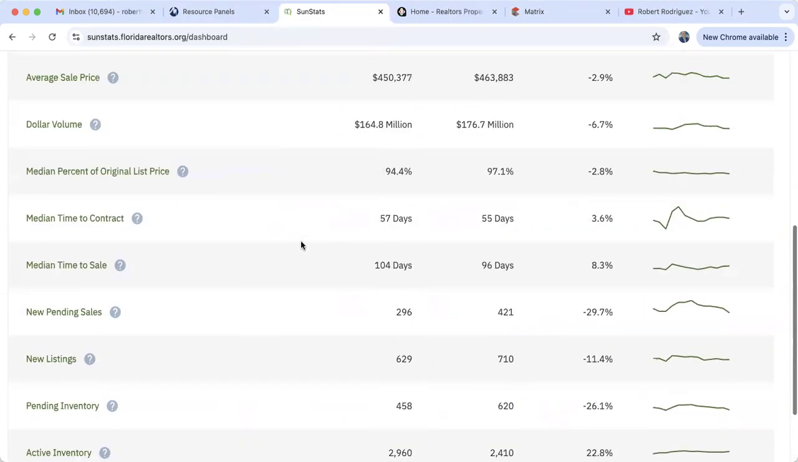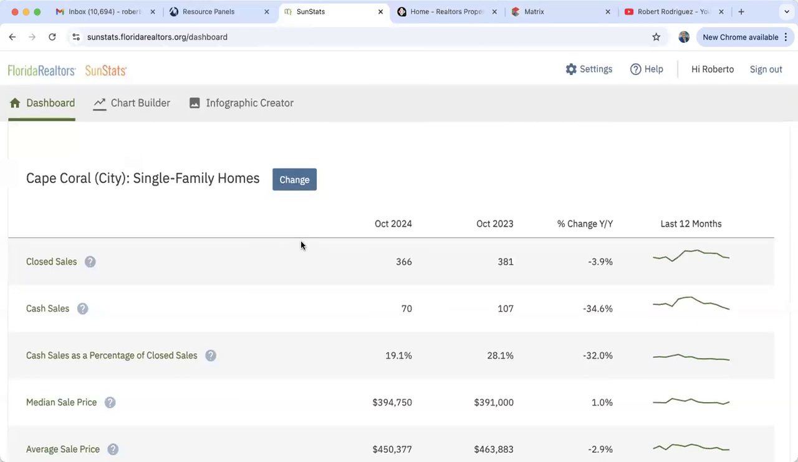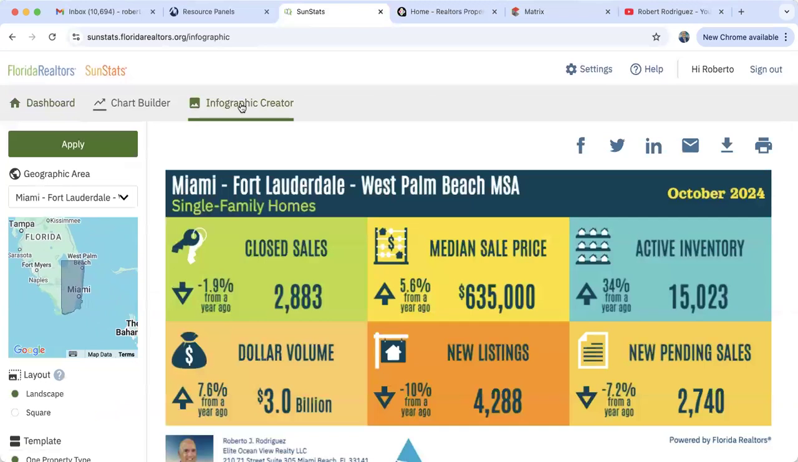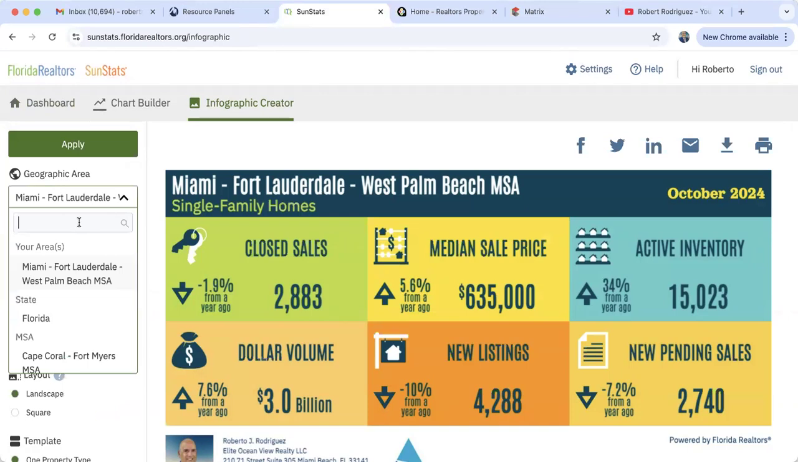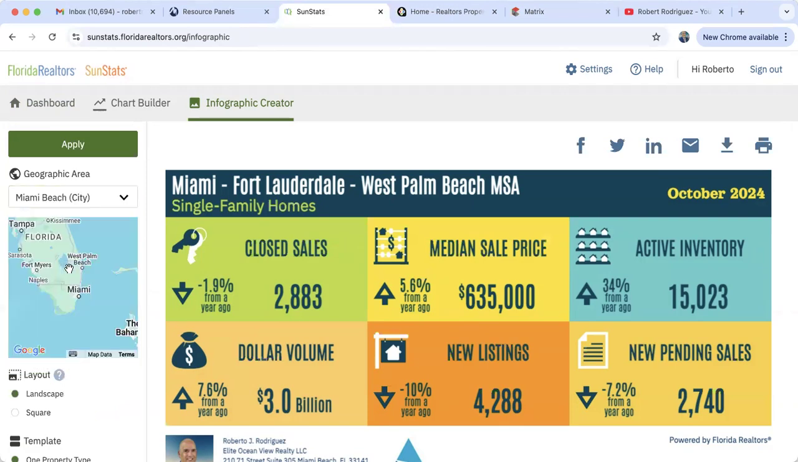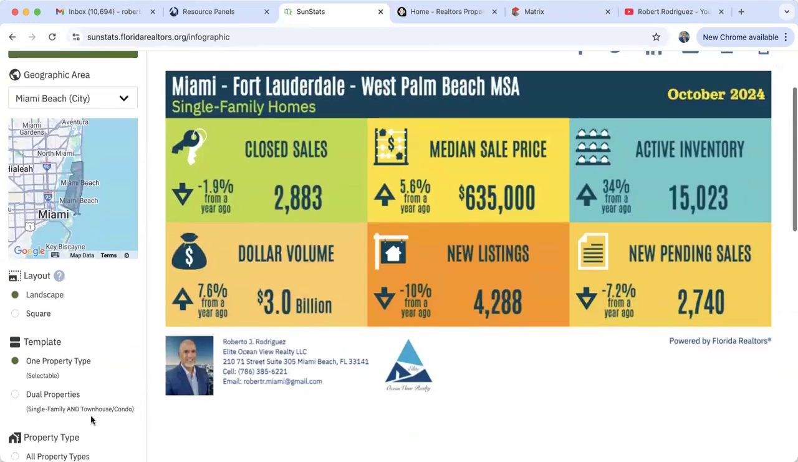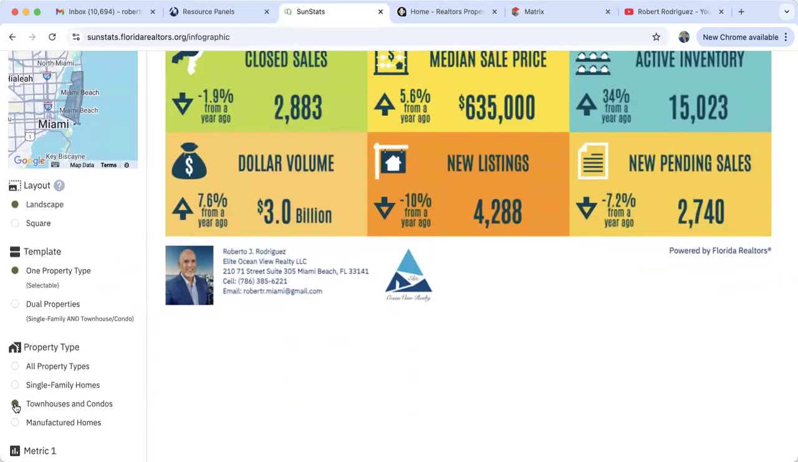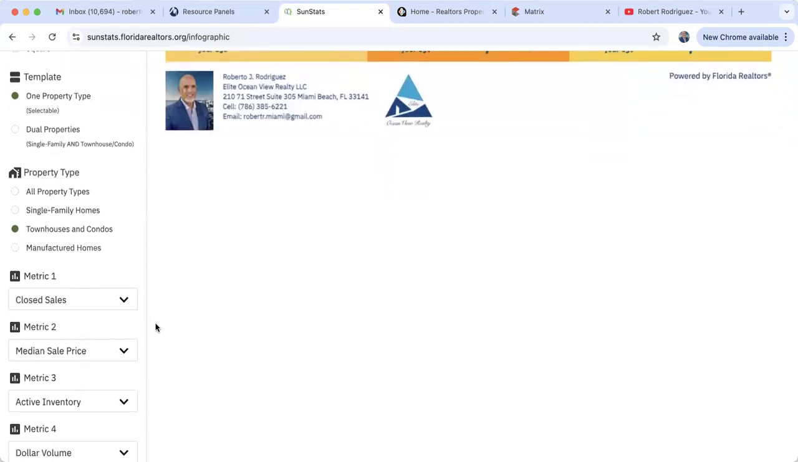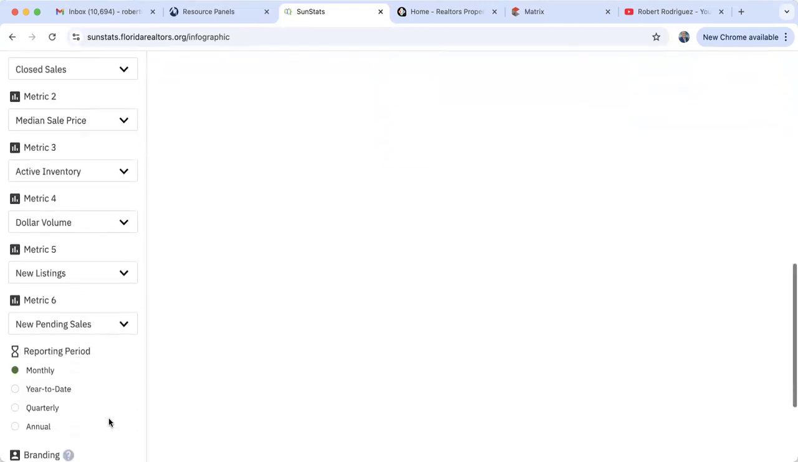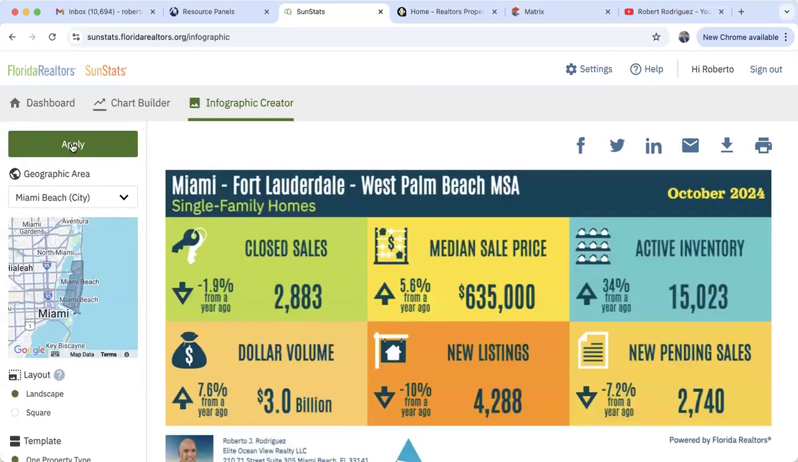So going back to SunStats, guys, once you have a statistic like this, and let's say you wanted to do some marketing, go to Infographic Center right here. It's going to go back to Miami, Fort Lauderdale, Palm Beach. Let's say you wanted to do zip code, or let's just say you wanted to do Miami Beach. The city of Miami Beach, right? Single family homes, condos. Let's go with condos. And then you can choose what type of metrics you want on your infographic, and then go ahead and click on apply.